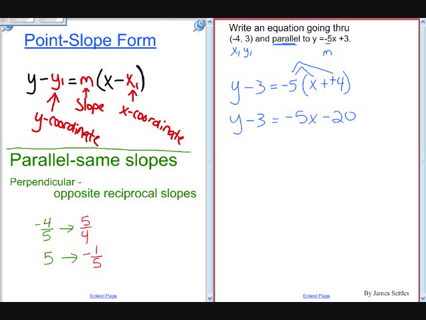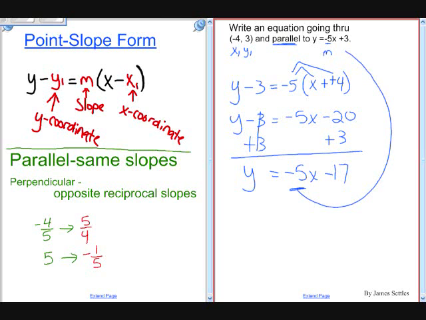Then finish up by getting y by itself. So we add 3 to both sides, and y is equal to negative 5x minus 17. You can notice that our slope is the same as the slope up here, which is what is required in order for it to be parallel. The slopes have to be the same.